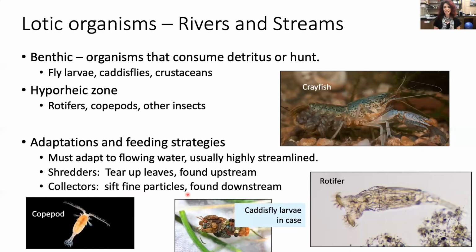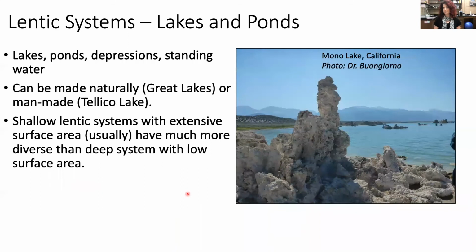Now let's transition into the lentic system. These are the lakes and ponds on Earth. They also include depressions or even standing water. So if it is a standing water body, it is a lentic system. These can be made naturally, like the Great Lakes, for example, which were scoured out by big glaciers during the last glaciation on Earth about 12,000 years ago. So that is a naturally occurring lentic system.